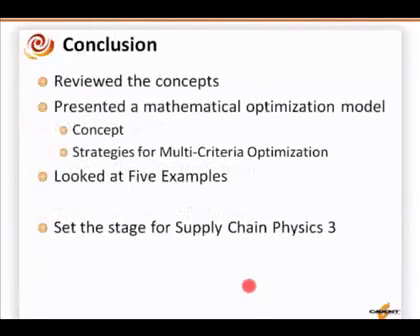So that's the presentation essentially for today. We reviewed the concepts of supply chain physics. We presented, or brushed up against, a mathematical optimization model in concept, and strategies for taking multi-criteria optimization and turning it into something we can deal with. In the case of inventory and service, we showed how we try to optimize inventory by turning service into a constraint. We looked at 4 examples, not 5 as the typo says, all centered around inventory. And we set the stage for Supply Chain Physics 3 by talking about those 2 types of violations.